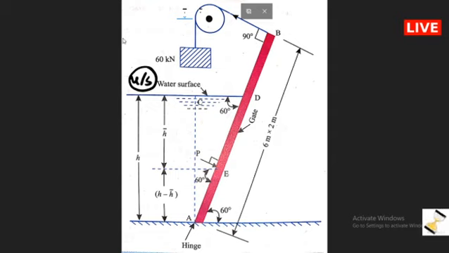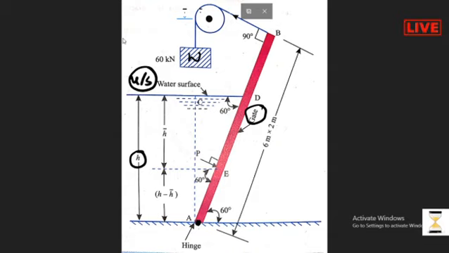It is balanced by a weight. This is a weight which is suspended by a string, and the string is attached to the gate. Now we have to find out what this height should be so that the gate will be just about to fall. And this point A is called the hinge point.